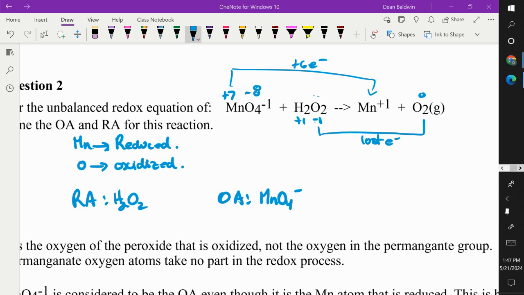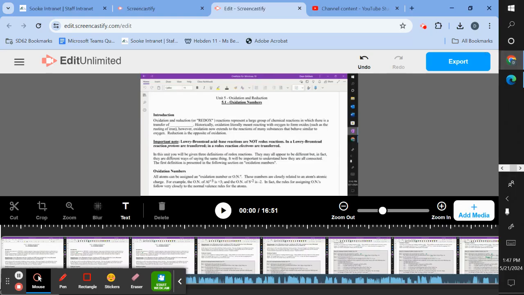Tomorrow we'll start to balance. That gets a little tedious, but it's important.